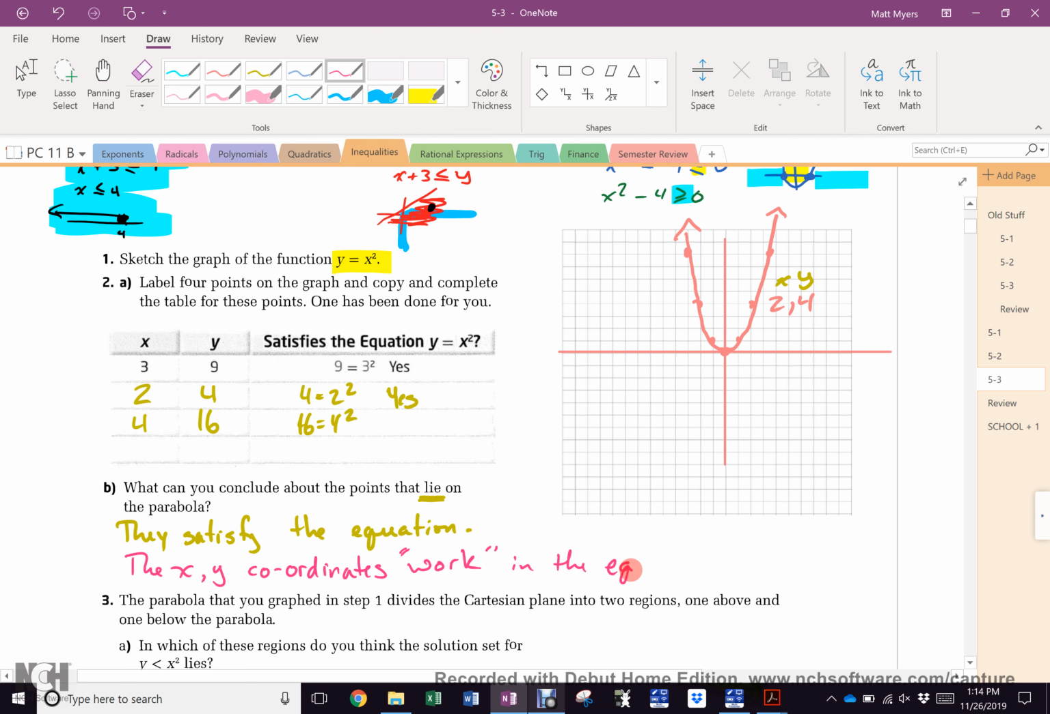In the equation, when I plug them in. Right? Everyone agree? Okay. So now, let's look at C.